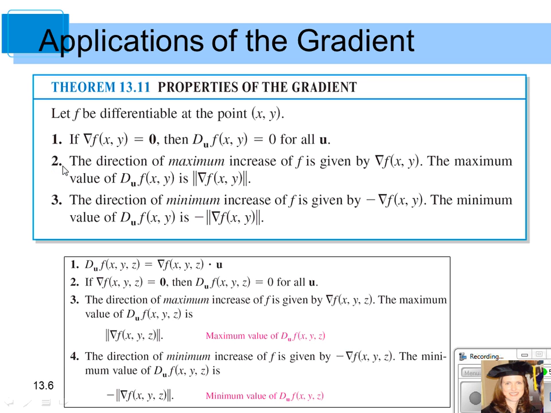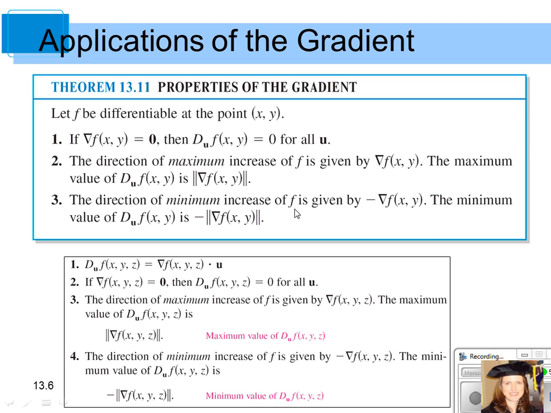For number 2, again, we're looking at a function, and the direction of the maximum increase of f is given by the gradient of the function. So that gradient is pointing in the direction of the maximum increase. And the maximum value of any directional derivative is the magnitude of the gradient of the function.